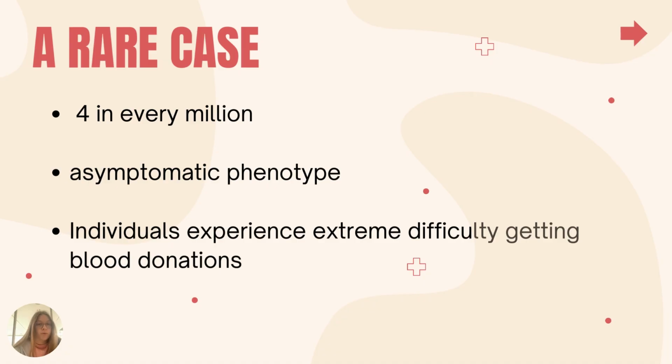So this is super rare. It's only 4 in every million people, and while it's asymptomatic itself, so these people will develop and function normally, it's very hard for them to get blood donations or blood transfusions because they have all of the antibodies, so they can't get blood from anyone else unless they also have the Bombay phenotype.